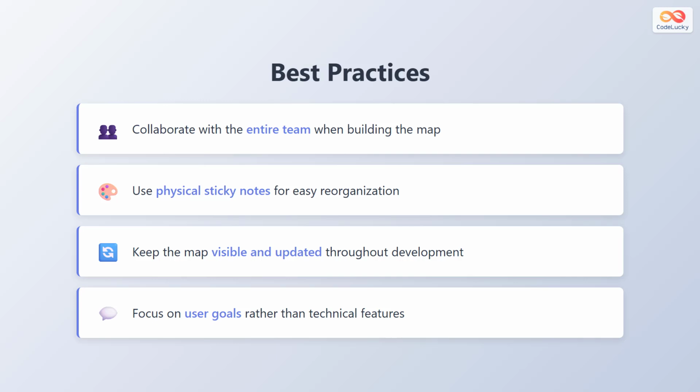To get the most from story mapping, follow these best practices. First, collaborate with your entire team when building the map, including product managers, developers, and designers, because diverse perspectives uncover important details. Second, use physical sticky notes for easy reorganization during workshops, as it encourages discussion and flexibility. Third, keep the map visible and updated throughout development so it remains a reference guide. Fourth, focus on user goals rather than technical features, which keeps the team aligned on what matters most to users.